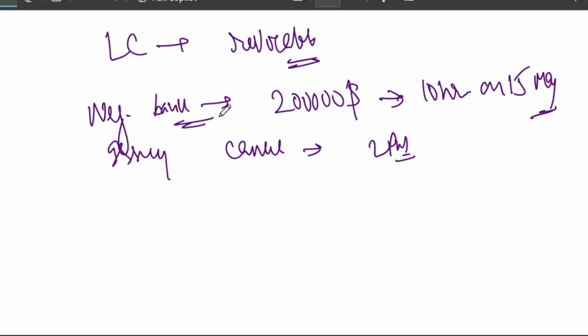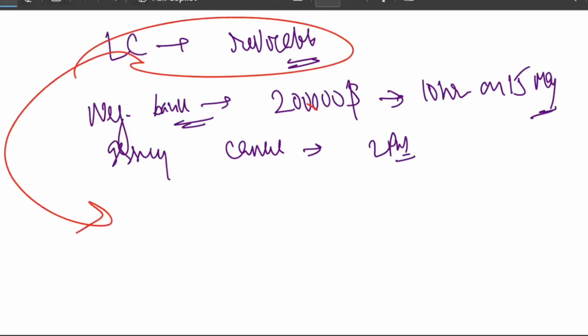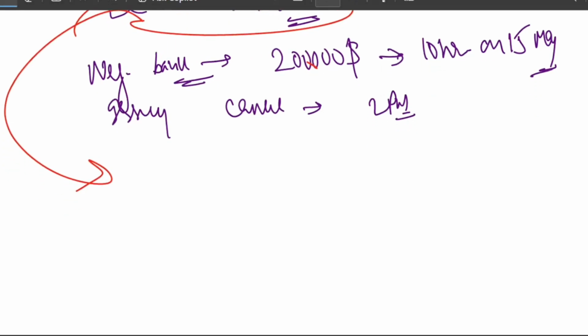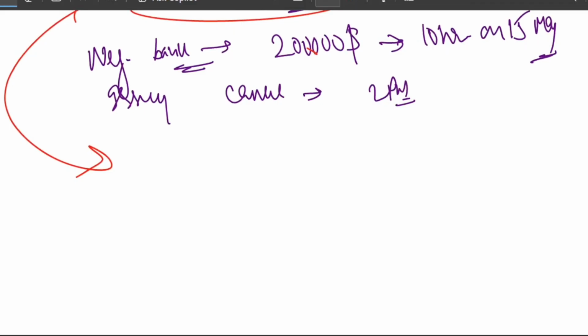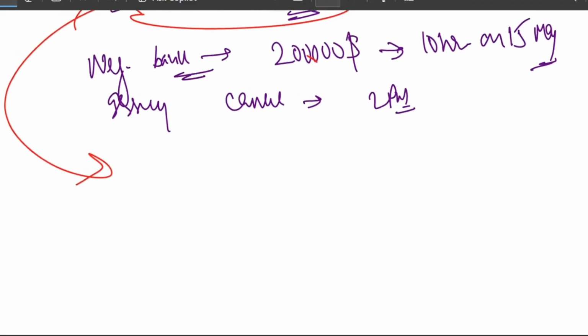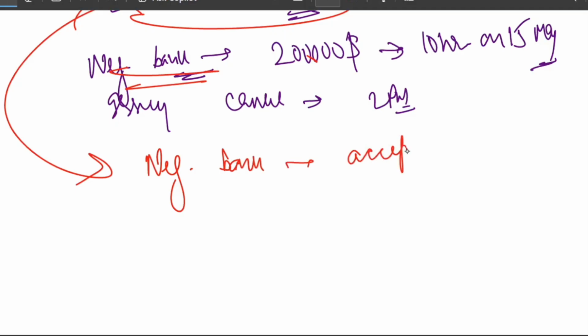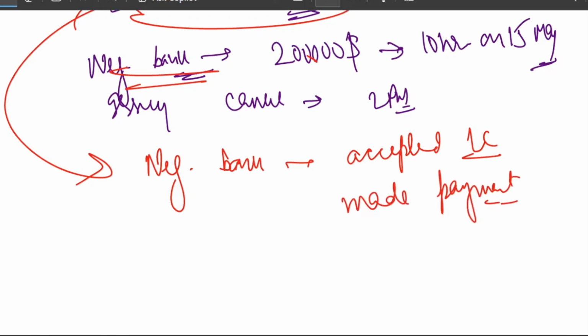However, there is an important rule. The important rule is that if the negotiating bank has already accepted the document and made the payment before receiving the cancellation notice, the issuing bank is obligated to honor that payment. Because in this case the same is happening: the negotiating bank has already accepted the bill, accepted the LC, and made payment before the LC was made revocable and sent to the negotiating bank. In that case, the entire liability lies with the issuing bank.